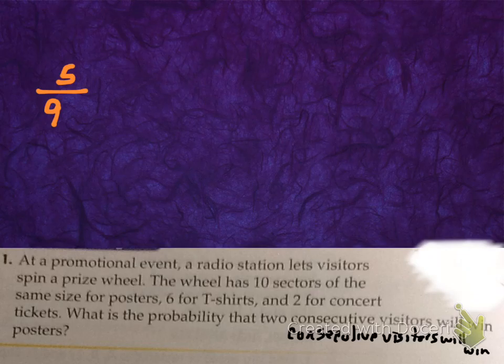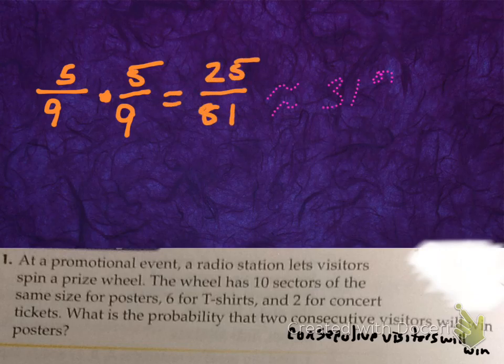Now we're going to spin the wheel again, and it doesn't say anything about blocking out a certain sector, so we assume we're spinning the same wheel we did the first time, and the probability of spinning a poster is again 5/9. Multiply straight across. The probability of getting 2 posters is 25 over 81, which is approximately 31%.